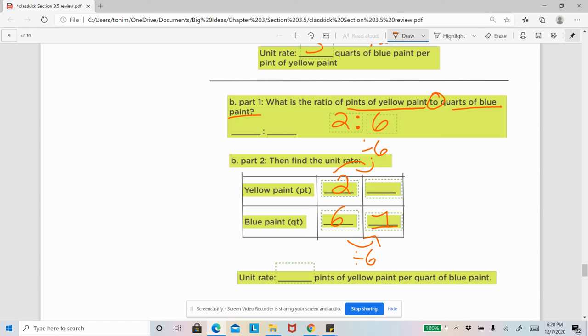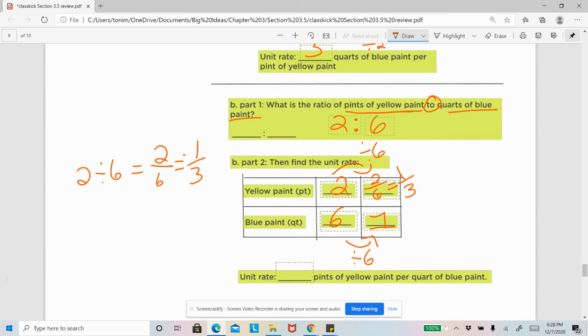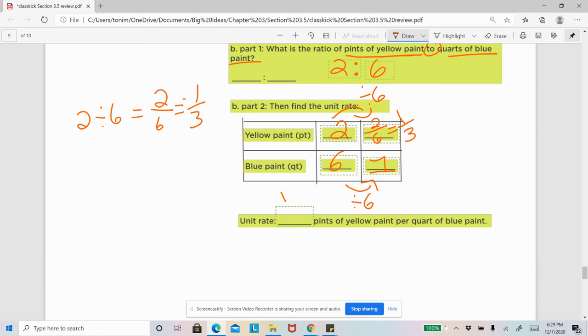Here's that question with the fractions. 2 divided by 6 also means 2 over 6. When you have your fraction as 2/6, remember you can simplify, which is why your answer is 2/6 or 1/3. So what's your unit rate? It's 1/3 pint of yellow paint per quart of blue paint.